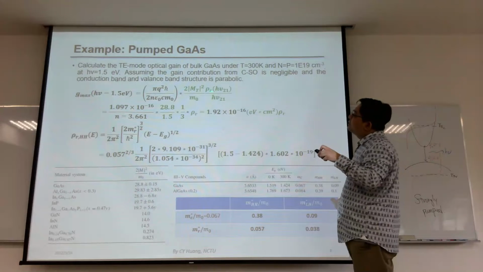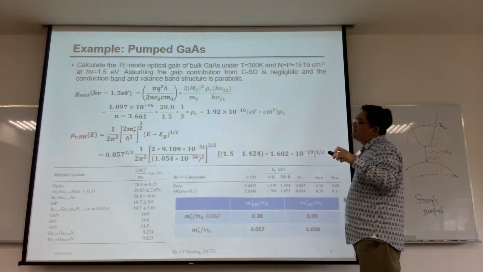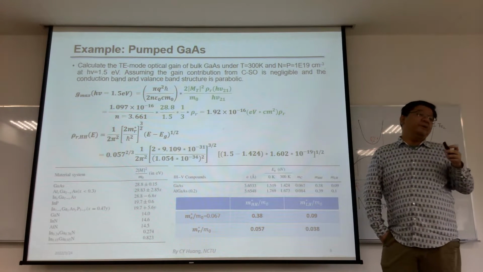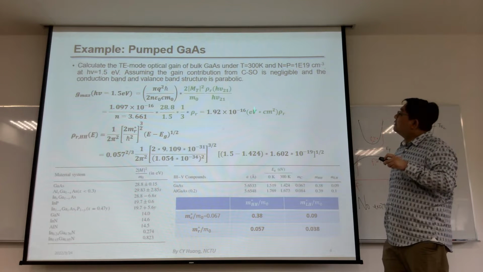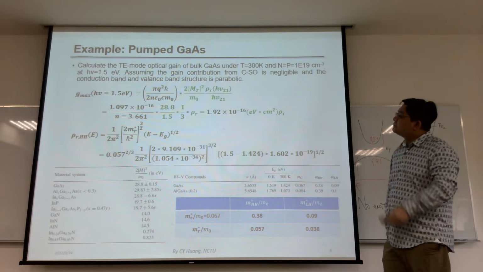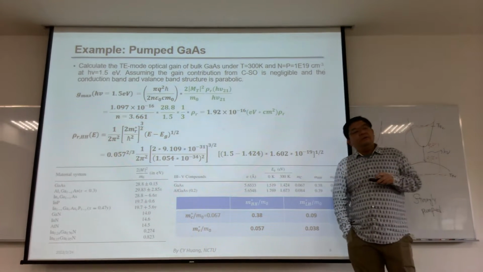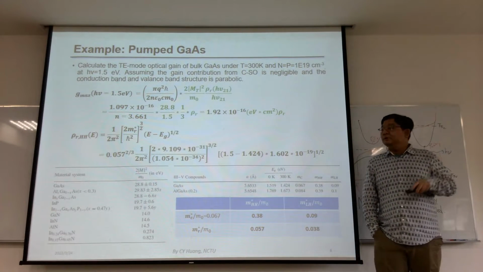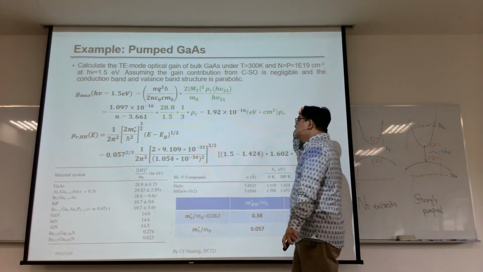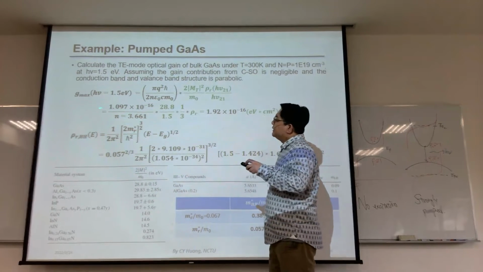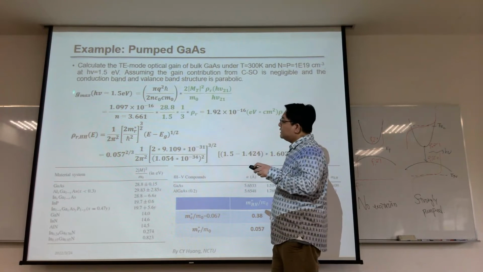And we also assume that the band structure is simple parabolic. So we can write it down something like this. Then we want to calculate the number, so we just do it one term by one term. So first, let's see what the Gmax looks like.